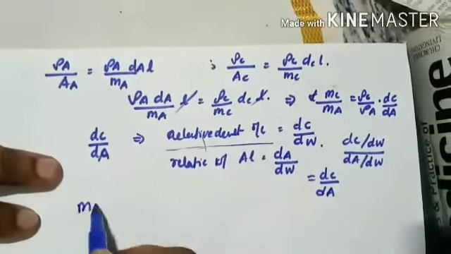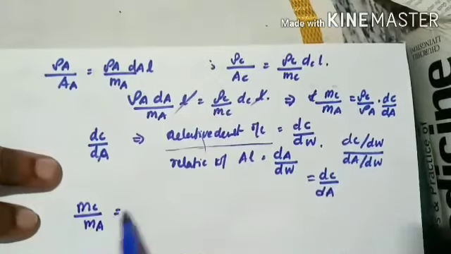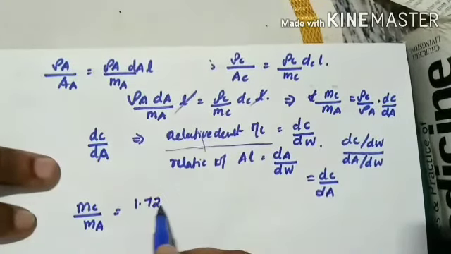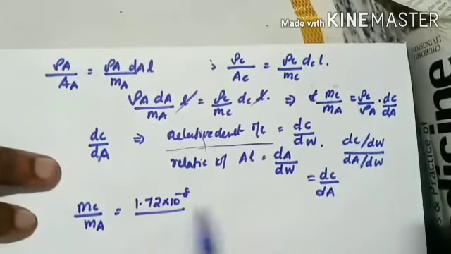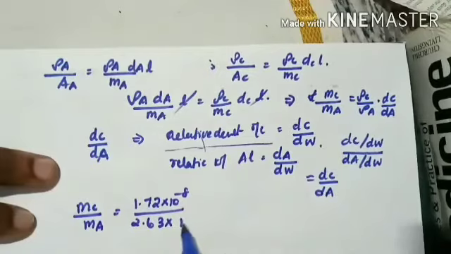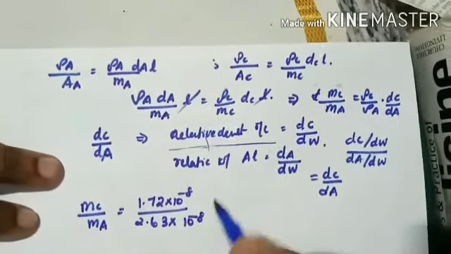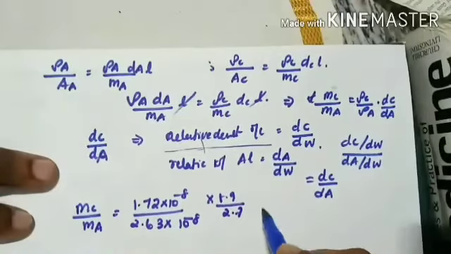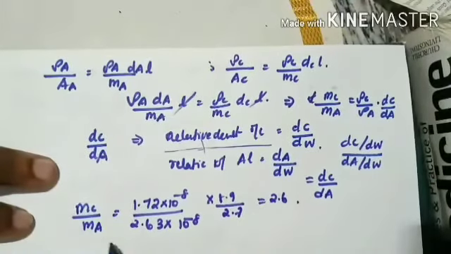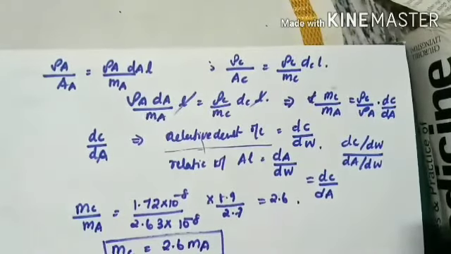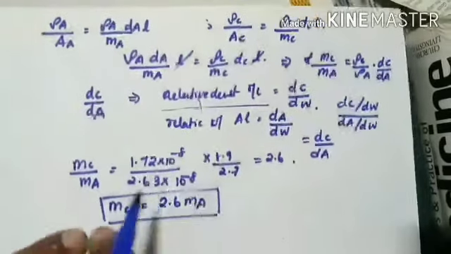So let's move on to the problem side, that is MC by MA is equal to, let's put the values given in your question. MC by MA is equal to 1.72 into 10 to the power minus 8 divided by 2.63 into 10 to the power minus 8, and density 1.9 divided by 2.7. To get the value of 2.6, that is, mass of copper is 2.6 times the mass of aluminium. That is, mass of copper is greater than mass of aluminium.